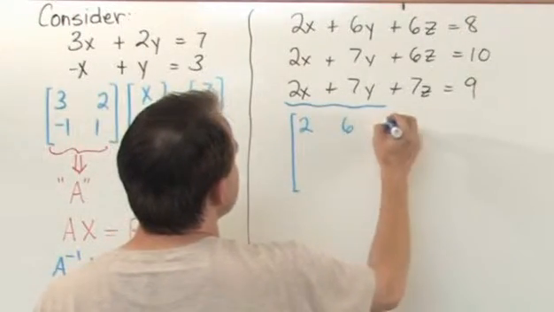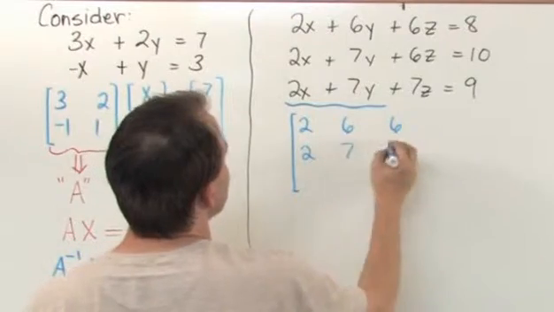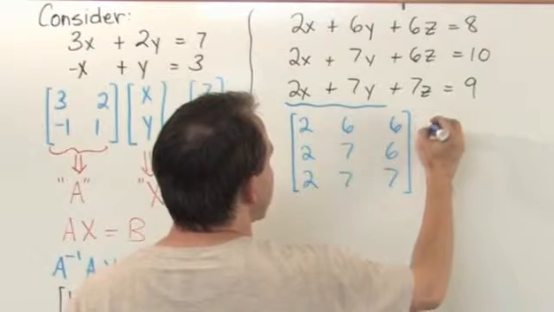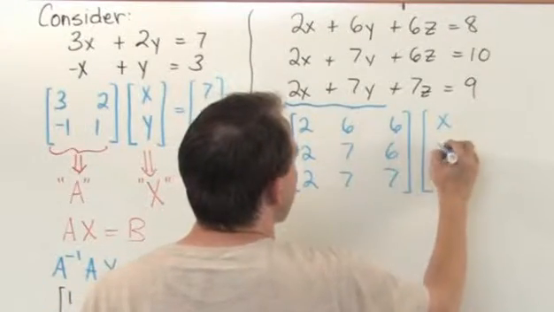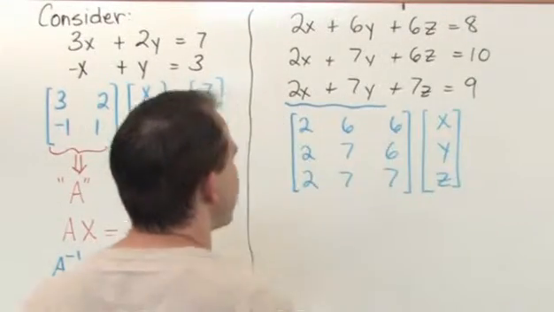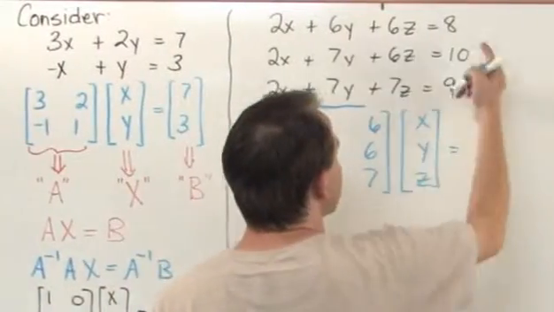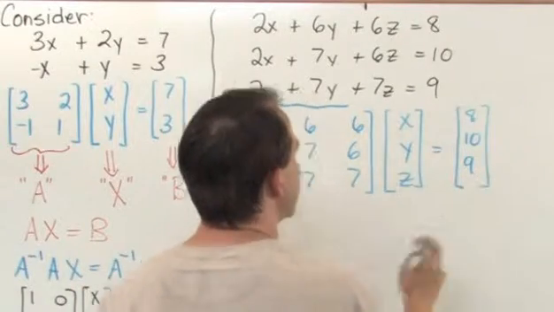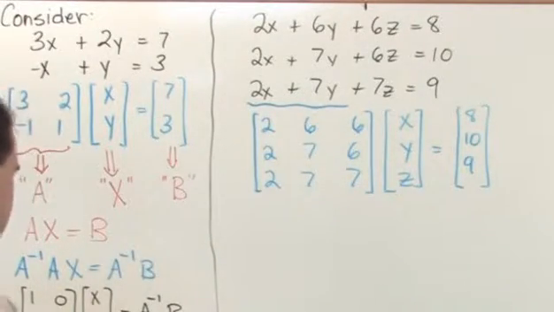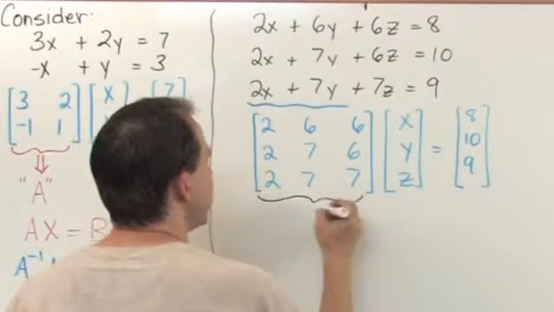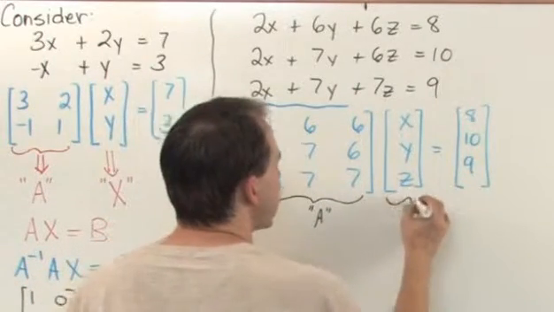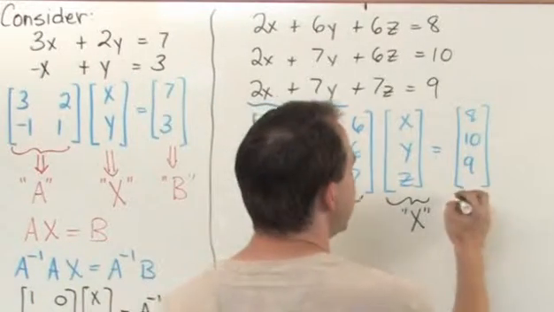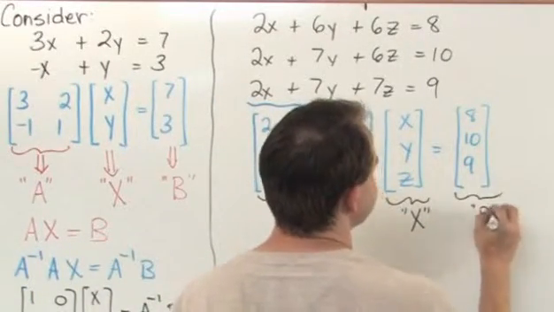2, 6, 6, 2, 7, 6, 2, 7, 7. Just writing the coefficients. Times x, y, z, because those are the variables I'm trying to solve for, equals what's on the right-hand side of the equal sign, 8, 10, 9. That's exactly the matrix form. Now, this is called A. This is called capital X that I'm trying to solve for. It's got my variables. This is called B.